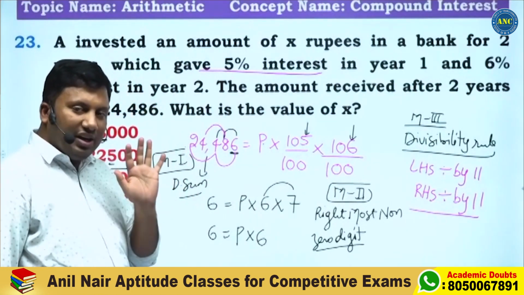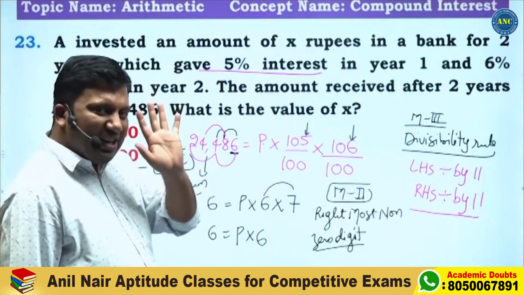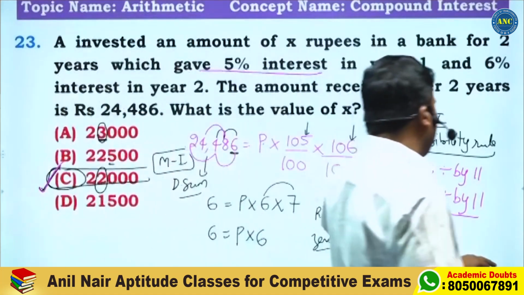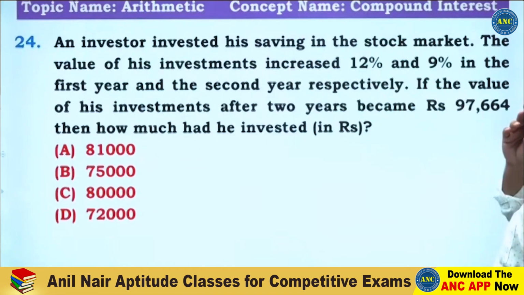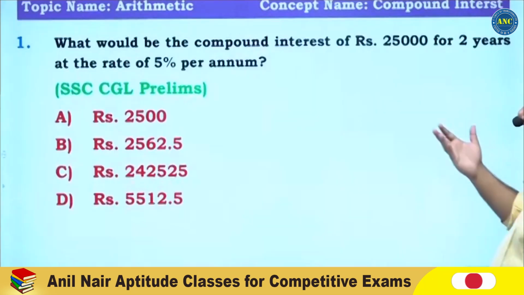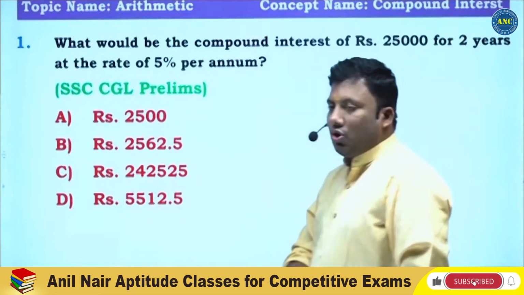Left hand side unit digit also it should be 6. That is the best method in this kind of questions. I will use it in some more problems. Now see here, an investor invested his saving in the stock market. The value of his investment, this is the first problem. Let us go to it.